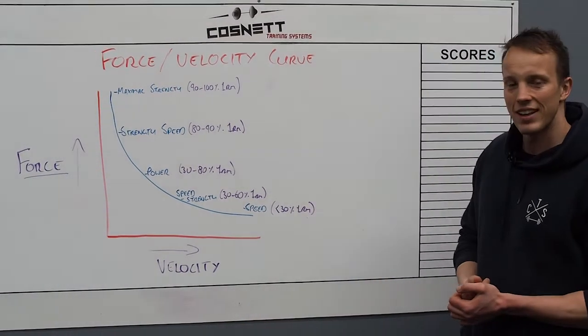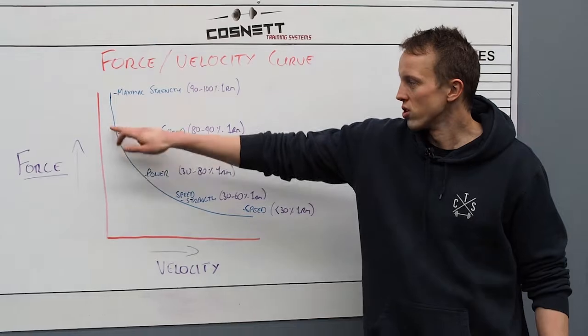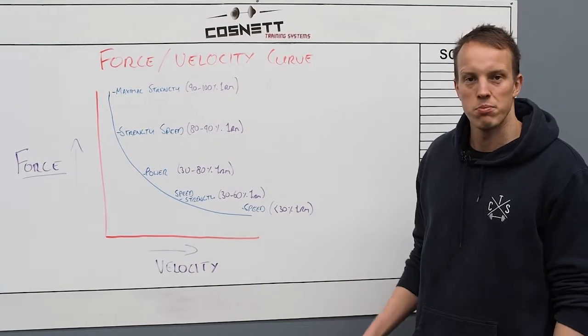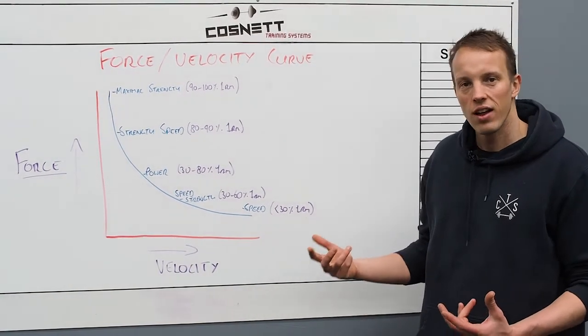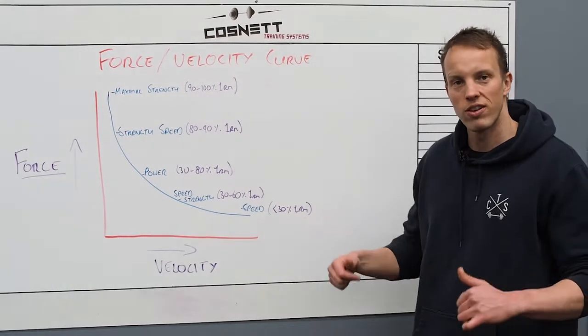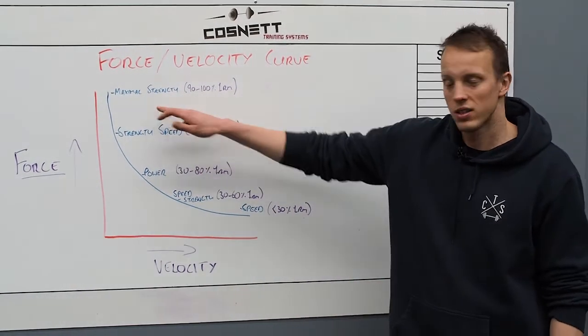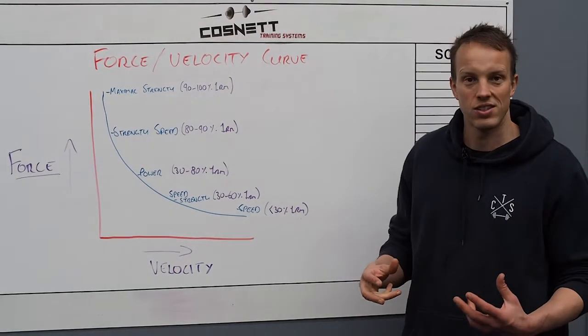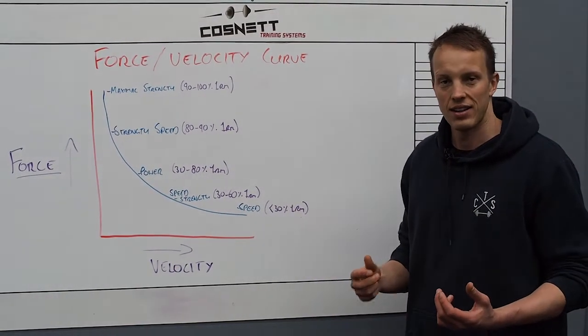So basically it's saying that as we increase the force or the weight or the resistance in an exercise, then the velocity that we can perform that exercise at is going to get slower. And the opposite is also true. As we increase the velocity, so think moving faster, going from heavy lifts down to sprinting, the force that we can do that exercise at is going to be decreased.